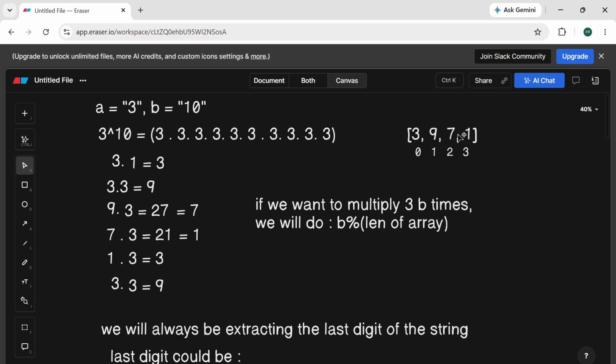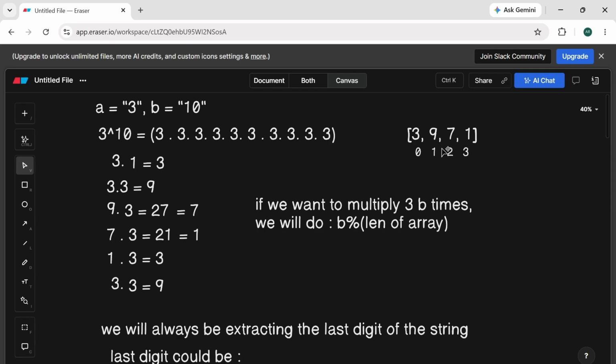So again you will multiply by 3, meaning 3 times, and you will have 7 as your answer. Again you multiply by 3, you will have 1 as your answer. Now after 1 you multiply again by 3, and you see that you are getting 3 again. You end up getting 3 again, you multiply this 3 by 9, so you will again get 9. So this 3, 9, 7, 1 will continue, meaning it will repeat again and again.